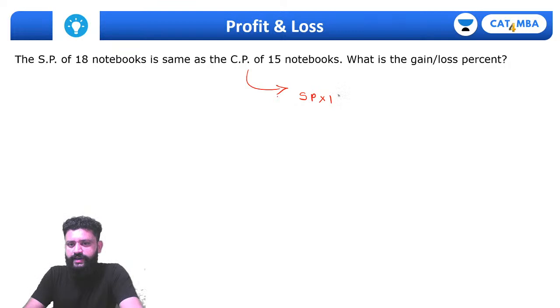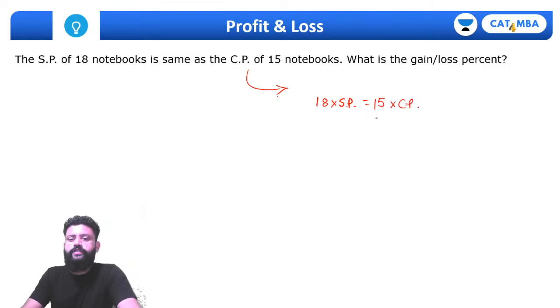Selling price of 18 notebooks. So simply you can say 18 times the selling price of one notebook must equal 15 times the cost price. So first of all, tell me if it is profit or loss. Is it profit or loss? Shivam?